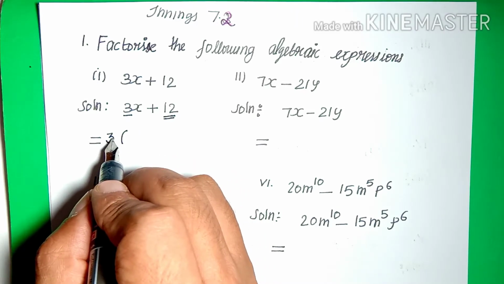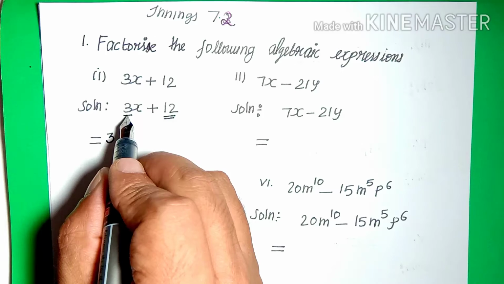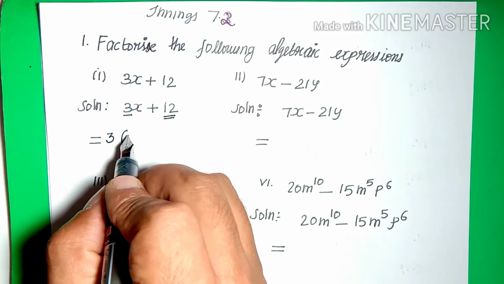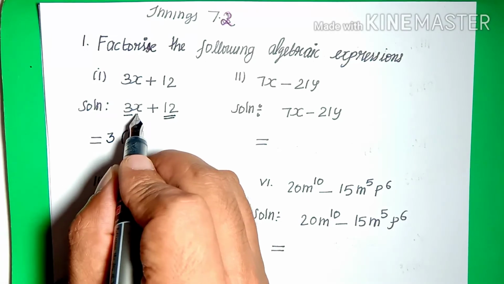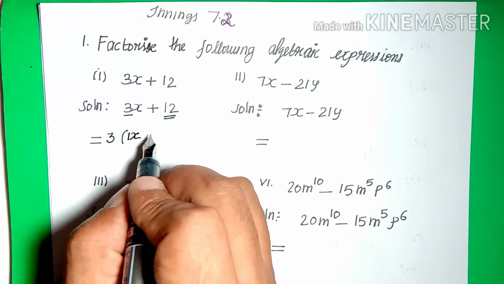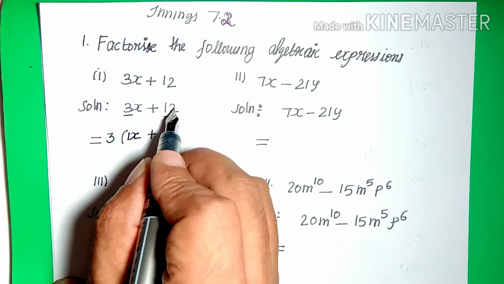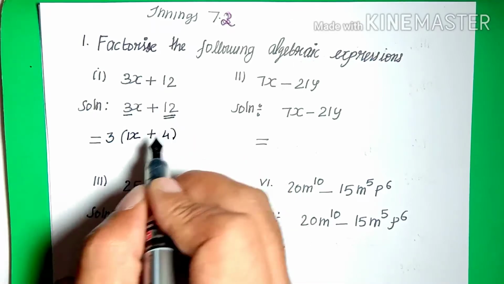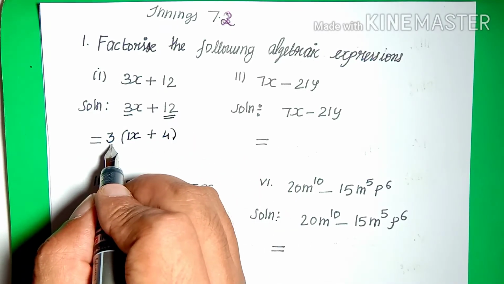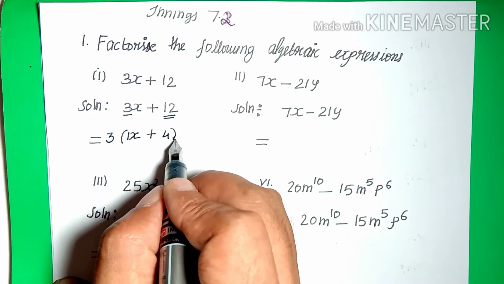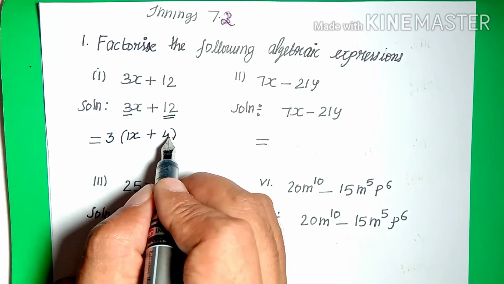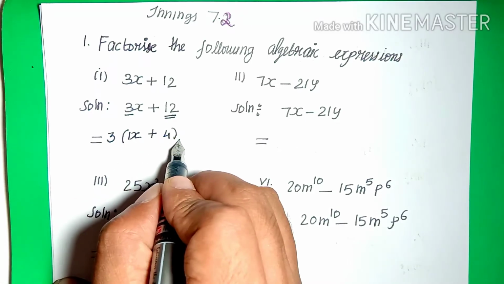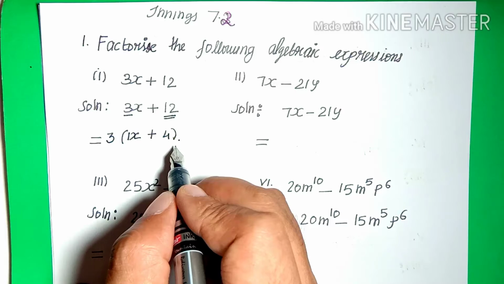3 into how many times equals 3? Yes, 3 into 1. So 1. After that, we are left with x plus, again we divide: 3 into how many times gives 12? Yes, 4. So after taking 3 as the highest common factor, the remaining terms you keep inside the bracket. That is, we are left with 1x plus 4, and that will be our solution here.